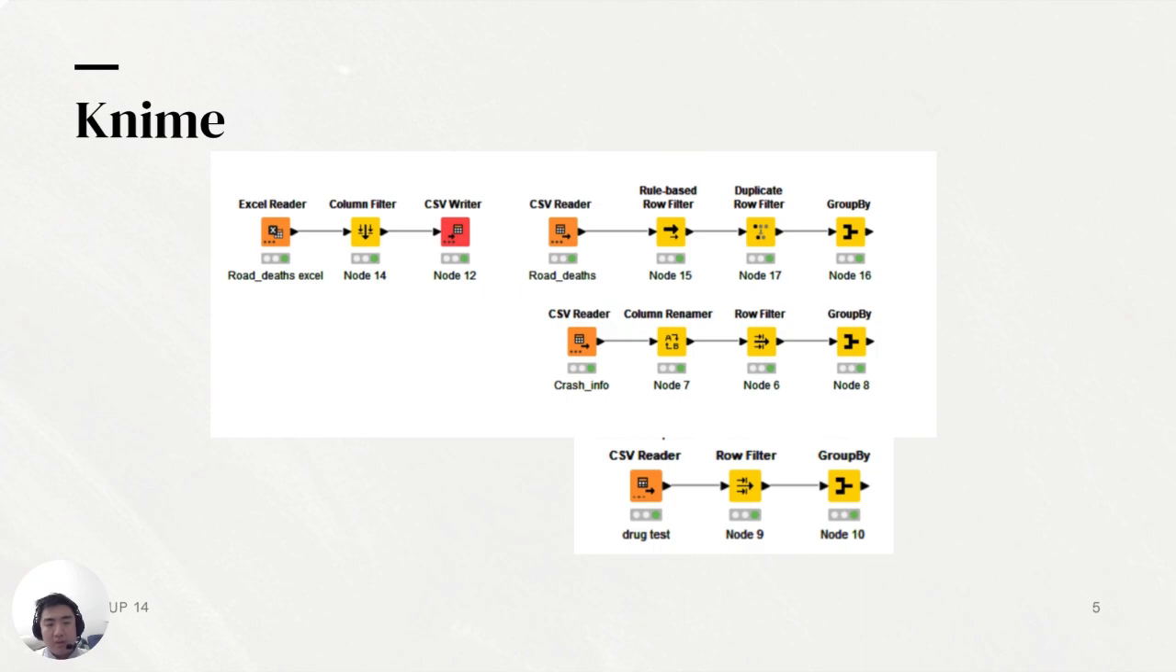I group by state, crash type, and count by year to find out where and how many crashes per year. For the crash information dataset, I fixed the column name using the column renamer while filtering the missing values. I grouped by location and counted by account ID to find out where the crash happened. For the drug test dataset, I filtered the unknown values of location and grouped it with age group and counted by count column to find out where the drug test happened.